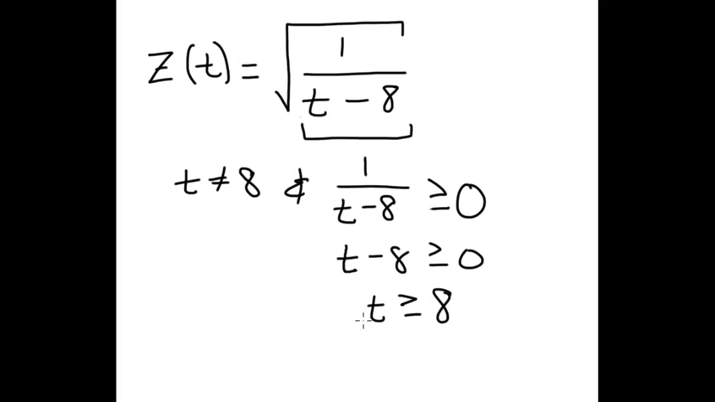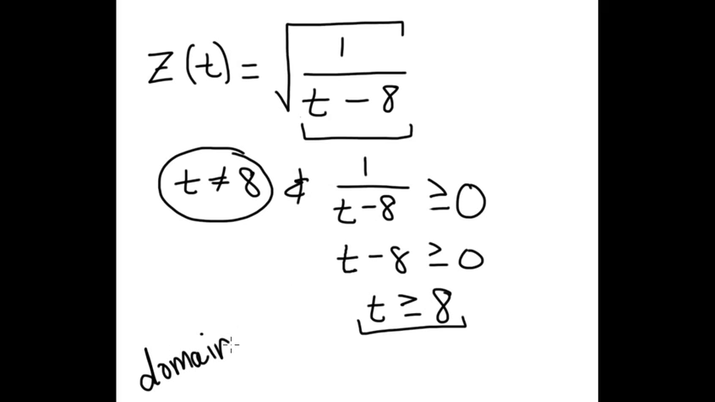Now I want you to notice something. If we just had the square root, we would include the value of 8, but in this case, because we have the 8 in the denominator, we need to exclude 8. So the domain of this function, z of t, is going to be the values of t where t is on the open interval 8 to positive infinity, not including the value of 8 itself. The range on this function is going to be very similar to what we saw with the other square root function.